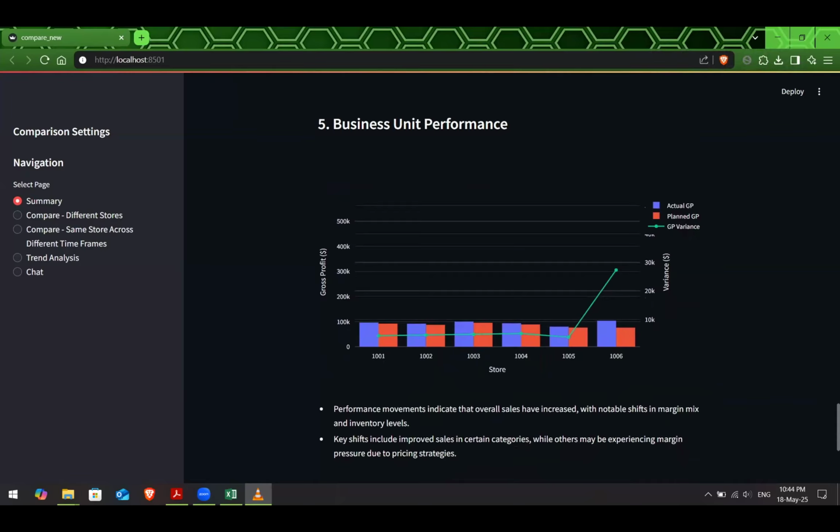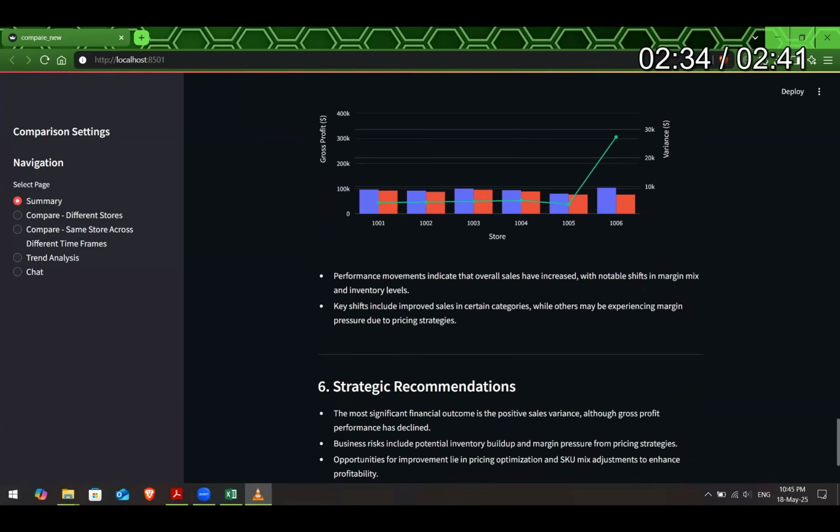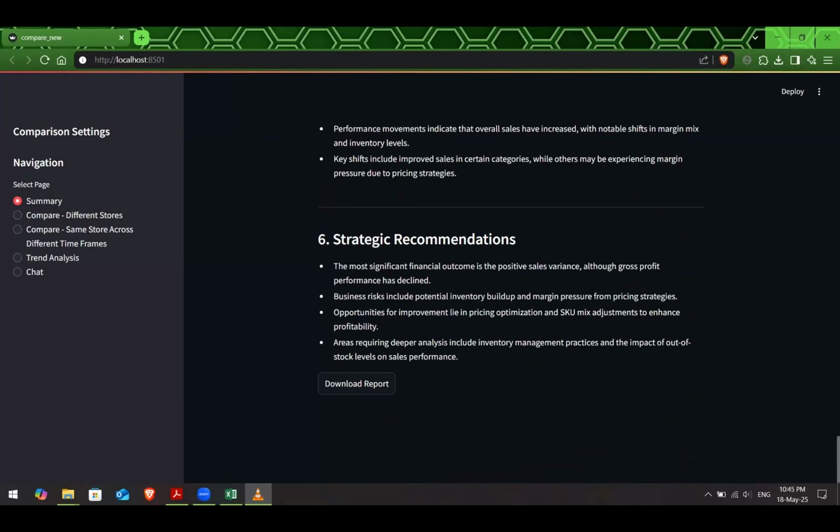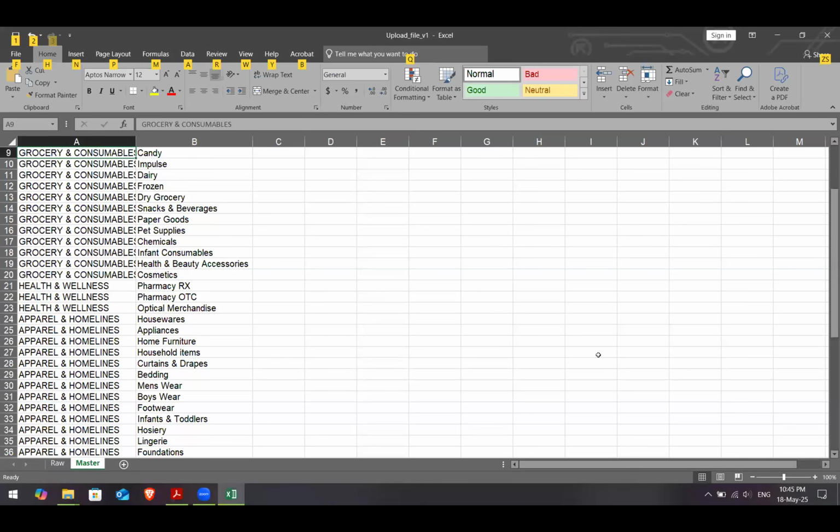And then the business unit performance gives you an overall performance, how your actual and planned gross profit is. So this is like the basic summary.